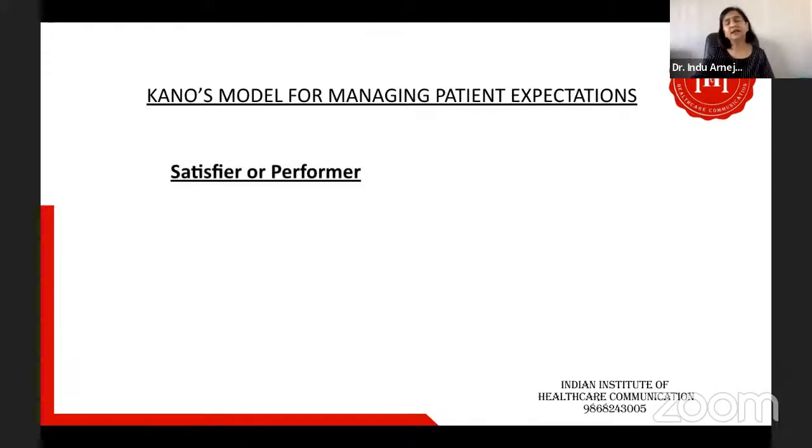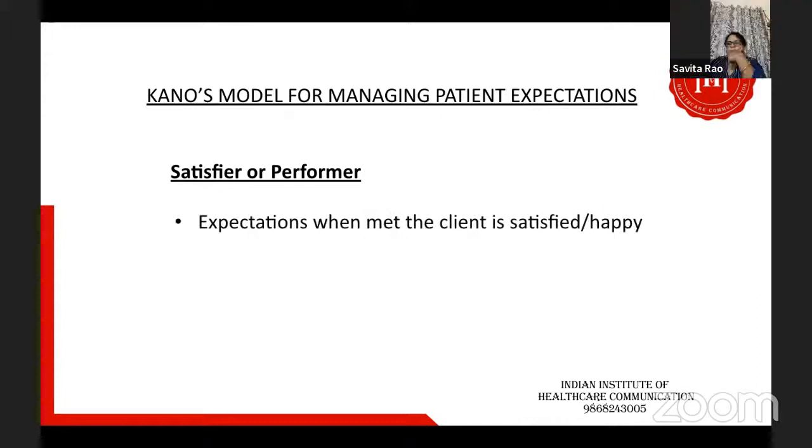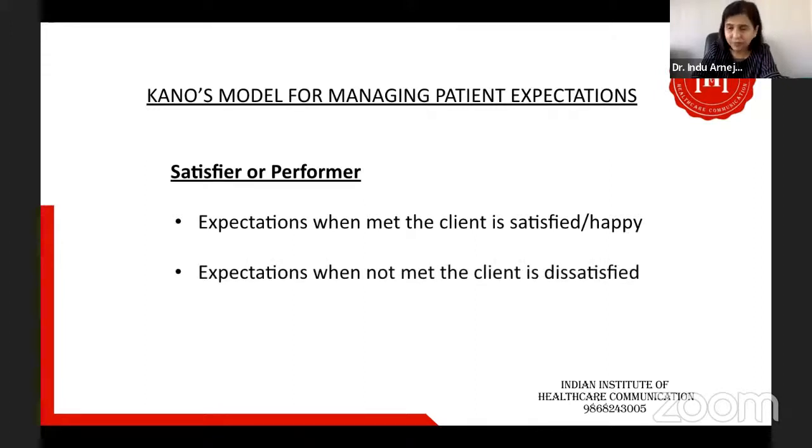The second category is satisfiers or performer. So Dr. Preeta, the one which you were saying, when the doctor listens and talks to the patient, this is something that if it is done, the patients feel good and happy about it. So these are the expectations when they are met, the client is satisfied and happy. And when they are not met, again, the client will be dissatisfied and unhappy. So can you think of some examples that when we do, that really satisfy the patient, but if they're not done, they feel bad about it? Dr. Arjun, can you think of any examples that will fit in this category?